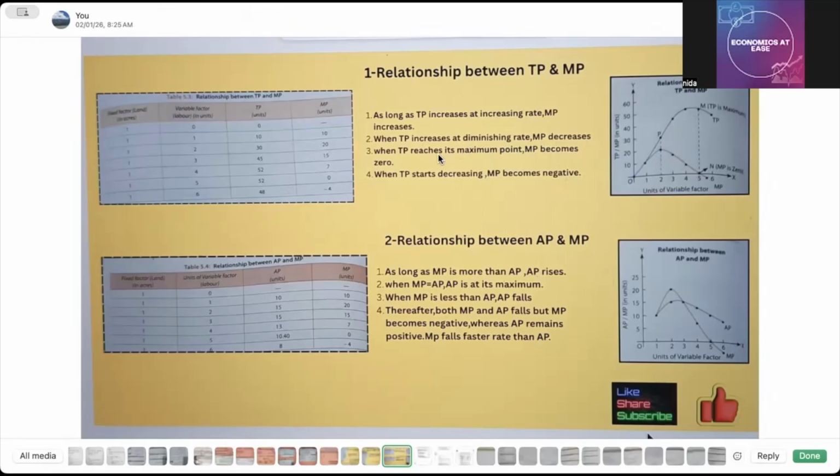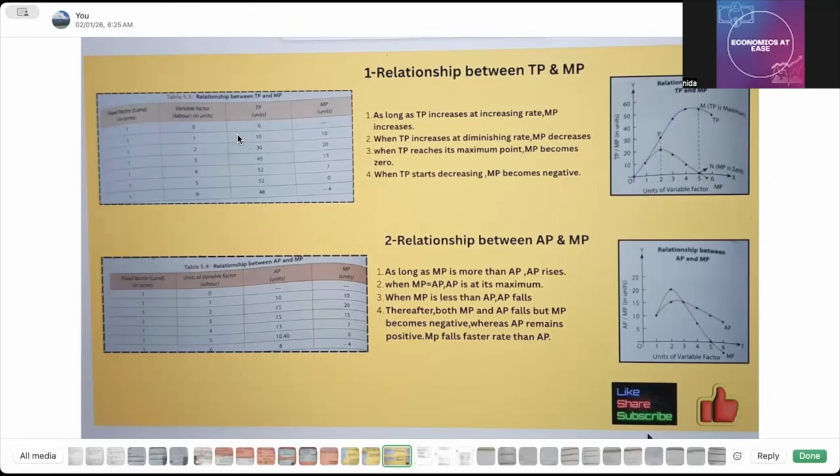Okay. Then when TP reaches its maximum point, now what is the maximum point of TP? This one. Okay. MP becomes 0. And here you can see MP becomes 0, but it is not negative. Okay. Now as TP starts decreasing or falling, then after this point, that is, MP is 0, it starts to fall again, that is, it becomes negative. Okay, so MP becomes negative, and this is the same chart that I have shown you earlier also.